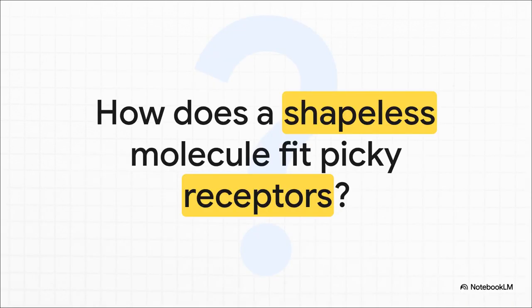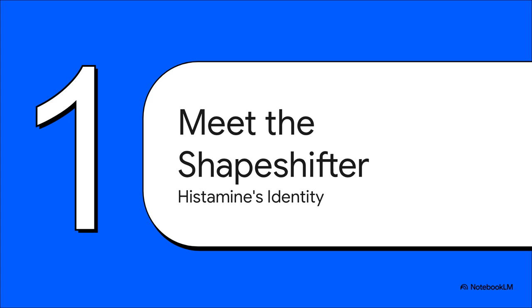Because here's the big question. How does one seemingly shapeless molecule manage to unlock so many highly specific doors in our body? It's a massive biological mystery how a single chemical can juggle so many different jobs. I mean, it regulates stomach acid, acts as a neurotransmitter in your brain, and, yeah, kicks off your immune responses. The answer to how it pulls off this incredibly diverse resume? It lies entirely in its ability to shapeshift. Which brings us to our first section, meet the shapeshifter.